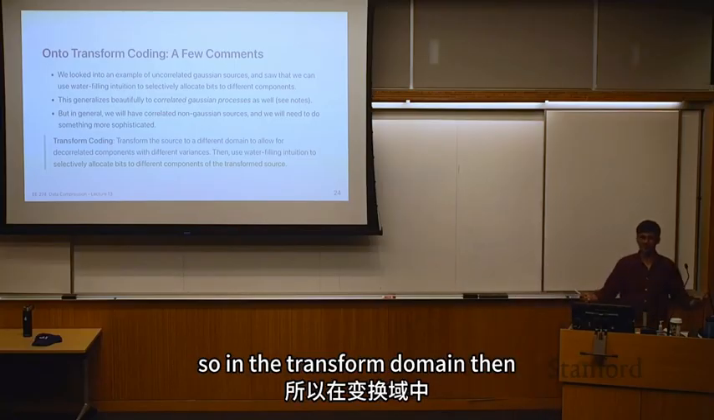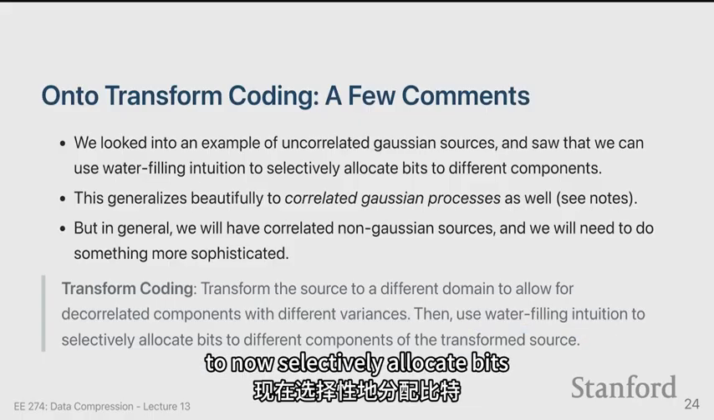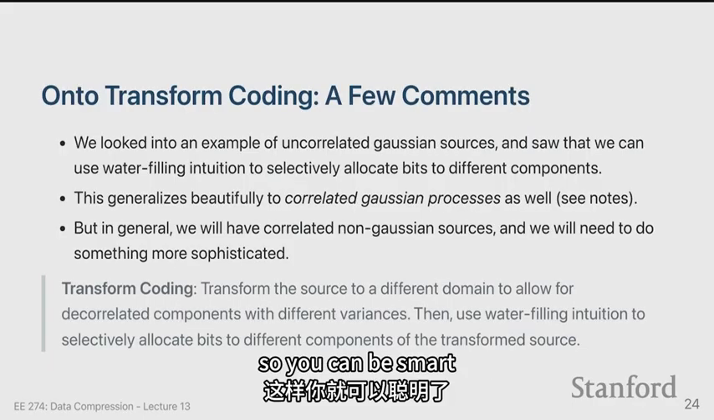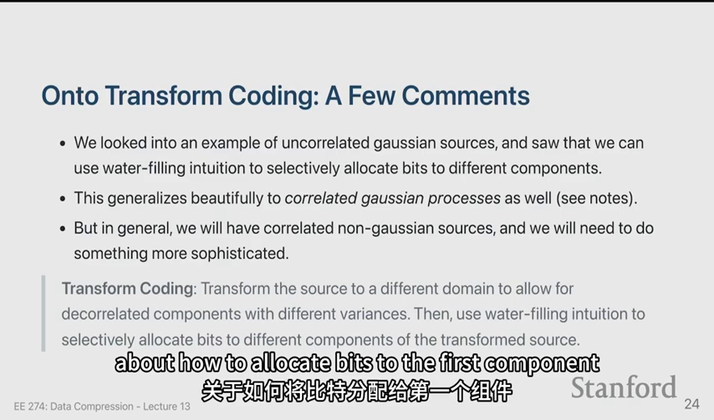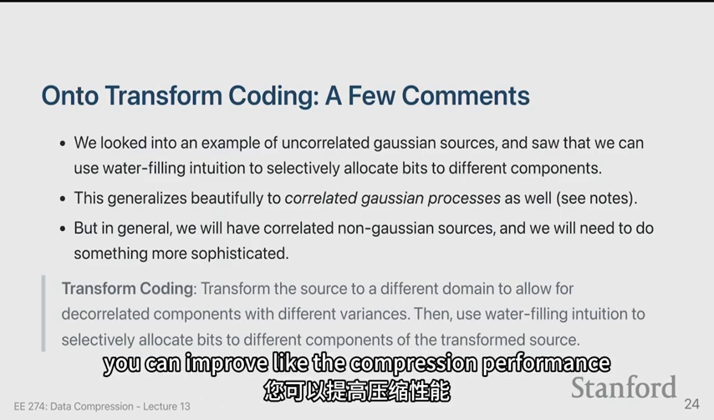So in the transform domain, we can use this water filling intuition to selectively allocate bits to different components. So you can be smart about how you allocate bits to the first component, second component, and that's how you can improve the compression performance.